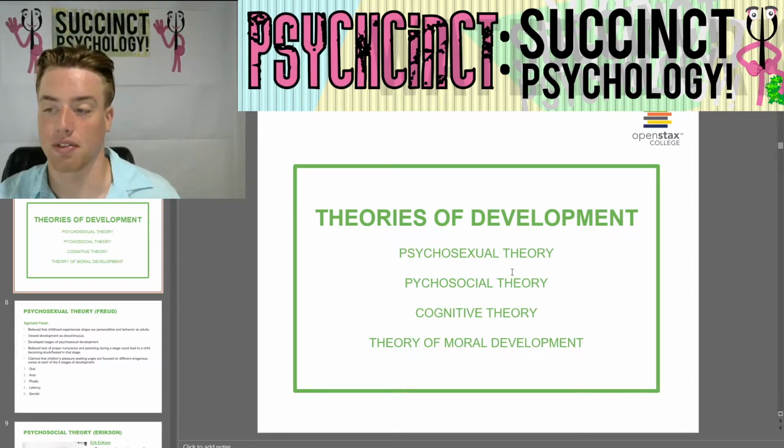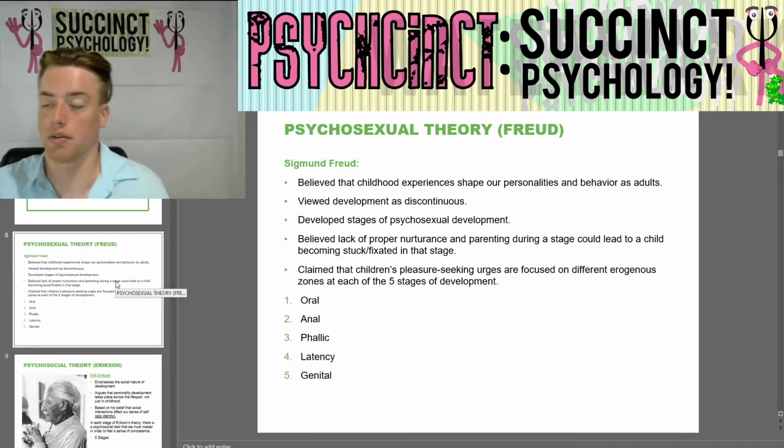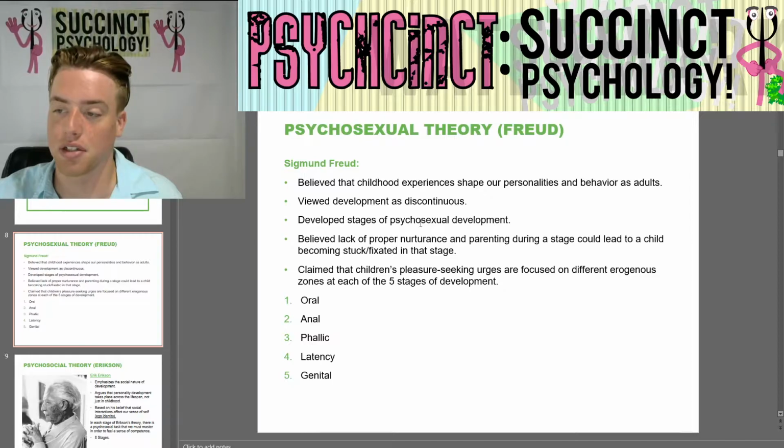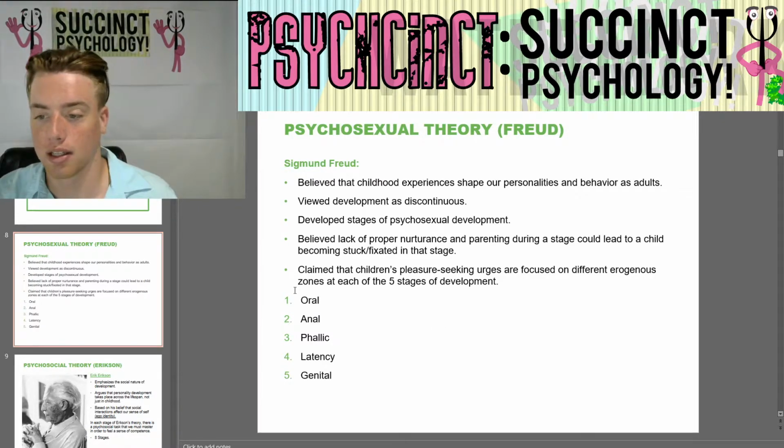So, here we have theories of development. You have the psychosexual theory, psychosocial, cognitive, and the theory of moral development. Going on, the psychosexual theory, which is Freud. Sigmund Freud believed that childhood experiences shape our personalities and behaviors as adults. He viewed development as discontinuous and developed stages of psychosexual development. Freud believed lack of proper nurturance and parenting during a stage could lead to a child becoming stuck, or fixated, in that stage. And he claimed that children's pleasure-seeking urges are focused on different erogenous zones at each of the 5 stages of development. So, you have oral, anal, phallic, latency, and genital.